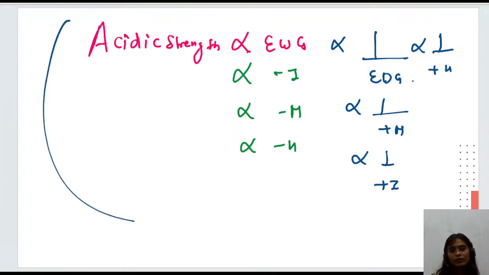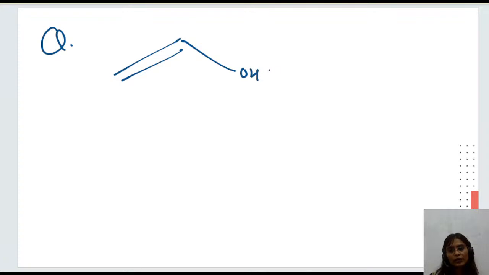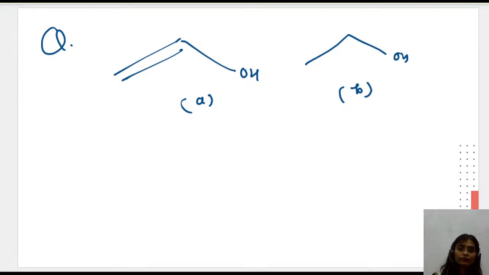So this is a simple single slide to explain the acidic strength of the molecule. This is point number one. These are the things we are going to check normally for checking the acidic strength. Now answer this question for me. This is the OH, point number one, or this is the OH. Which one has the maximum acidic strength between A and B? Please answer the question.